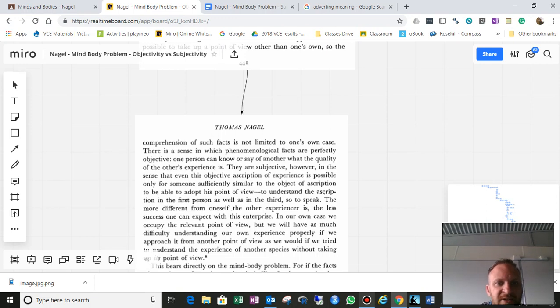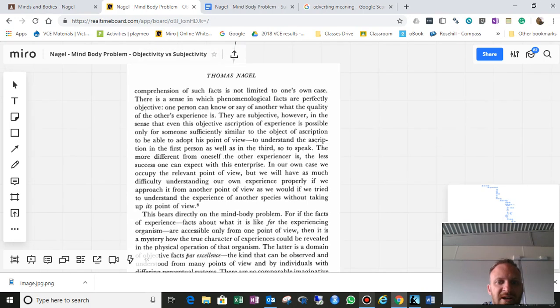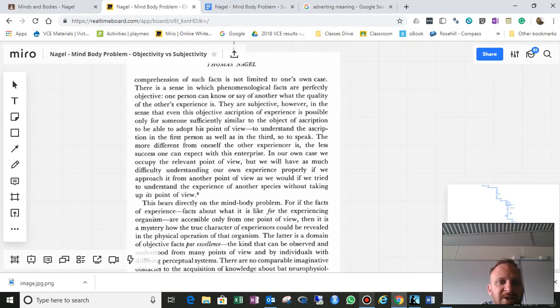To understand the ascription in the first person as well as in the third person, so to speak. So we can easily go from third to first and imagine ourselves in the third as the first. The more different from oneself the experience is, the less success one can expect with this enterprise. In our own case, we occupy the relevant point of view, but we will have as much difficulty understanding our experience properly if we approach it from another point of view, as if we tried to understand the experience of another species without taking up its own point of view.